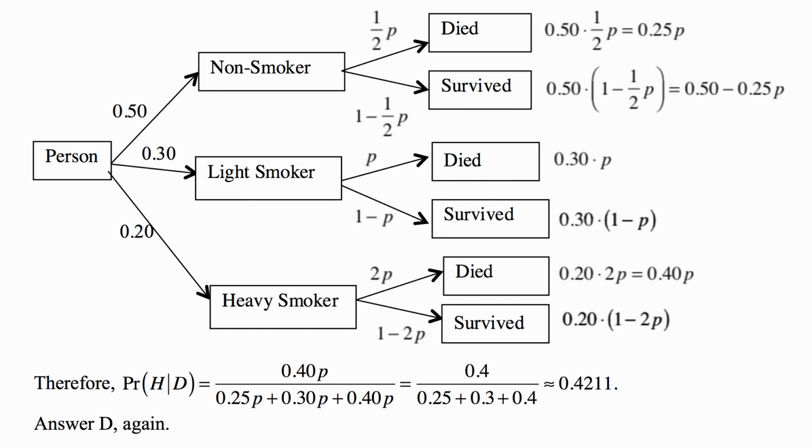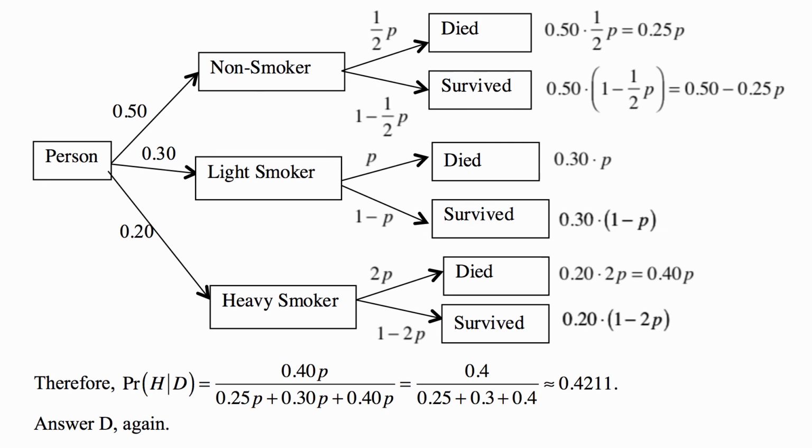And then on the very right, we write out the products of the probabilities of the pieces of the partition. So, for example, 0.50 for non-smoker, times the probabilities of the outcomes that we're looking at. So, for example, 1/2 P. So 0.50 times 1/2 P, or 0.25 P. Then 0.50 times 1 minus 1/2 P. Then 0.30 times P. Then 0.30 times 1 minus P. Then 0.20 times 2P, and 0.20 times 1 minus 2P.